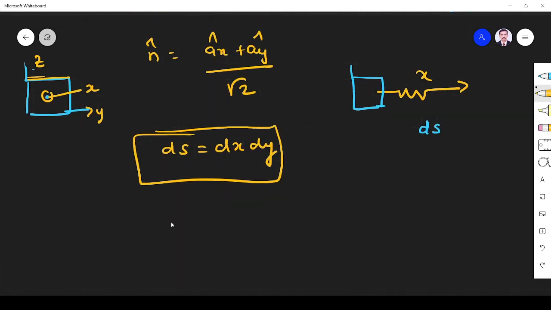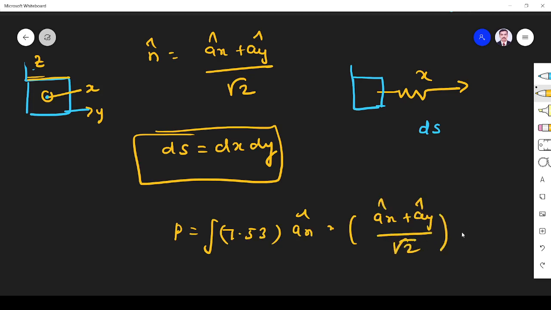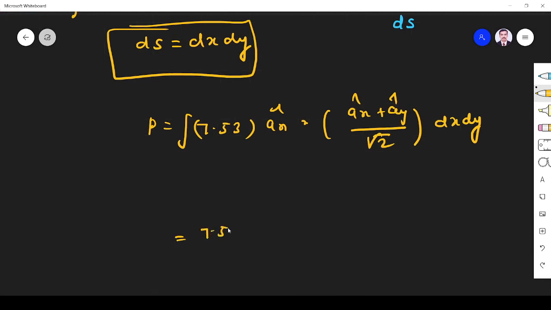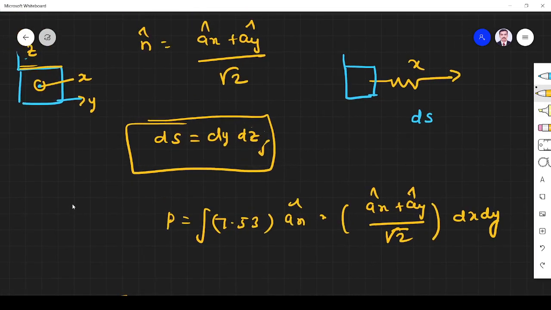Now substitute in the formula: the P vector is 7.53 a_x, dotted with n cap, which is (a_x + a_y) by root 2, and dS is dy dz. Now we got everything. If I simplify this, 7.53 by root 2, a_x dot a_x is 1, a_x dot a_y is 0. This is the surface vector. I told already, since the wave is propagating in the x direction, it must be dy dz.